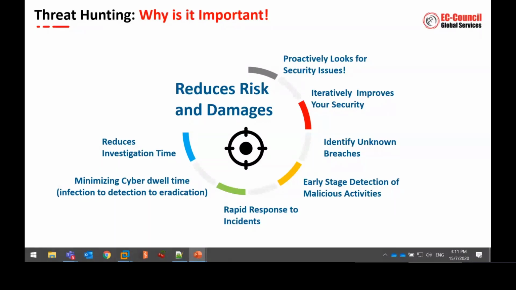And of course, minimize the cyber dwell time. Dwell time in cybersecurity refers to the period from infection to detection to eradication. It means the gap between the time that we get infected and the time we detect the threat and successfully eradicate it. So threat hunting can help us minimize the time between infection, detection, and eradication. And of course, if we proactively look for the evidence, it helps the investigation team to reduce the time.